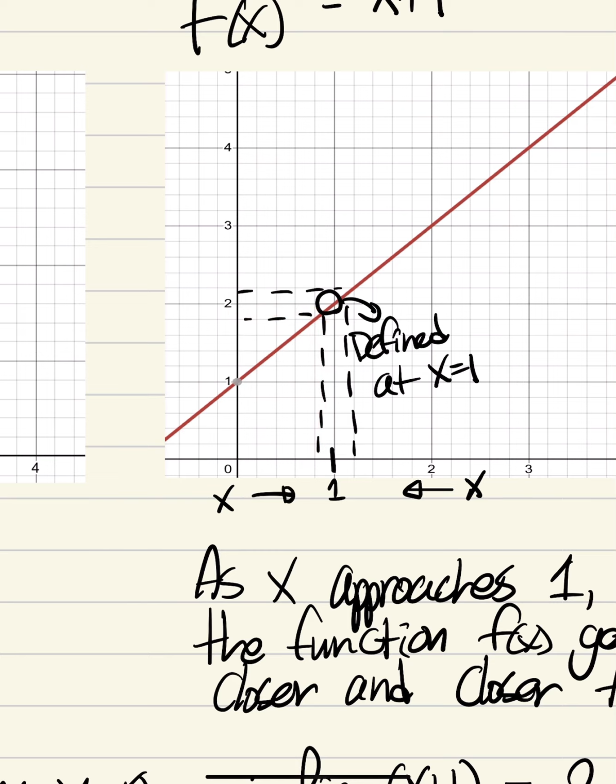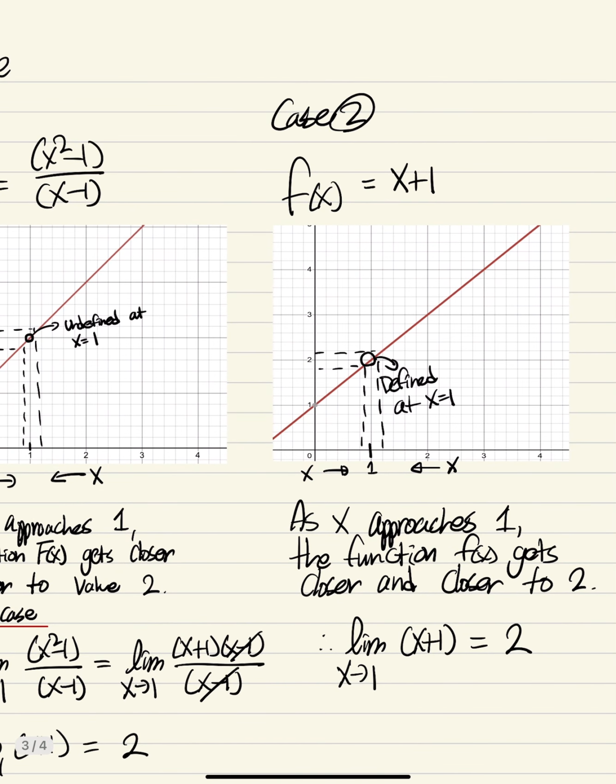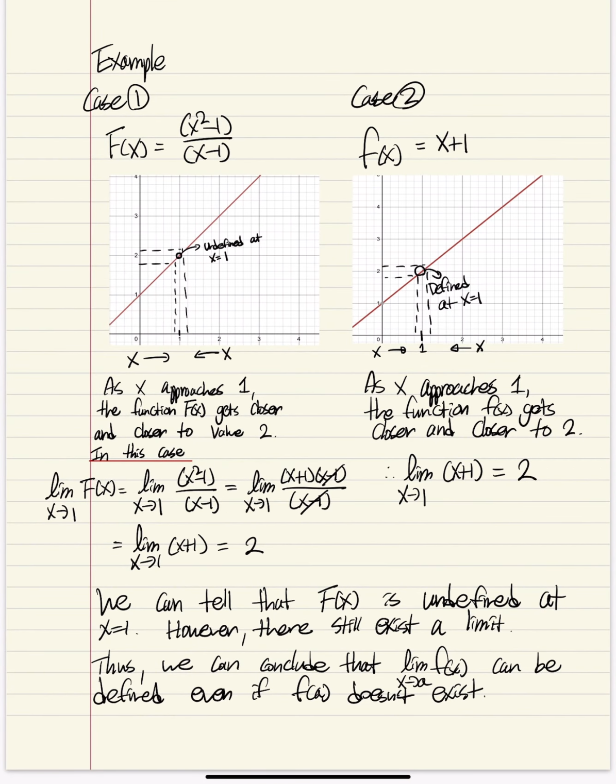Since the left and right-hand side limits are the same, we can state that the limit as x approaches 1 of x plus 1 is equal to 2. So, in conclusion, f(x) is undefined at x equals 1, however, there still exists a limit. Thus, we can conclude that the limit can exist even if f(a) doesn't exist.